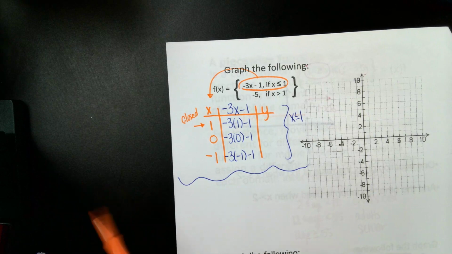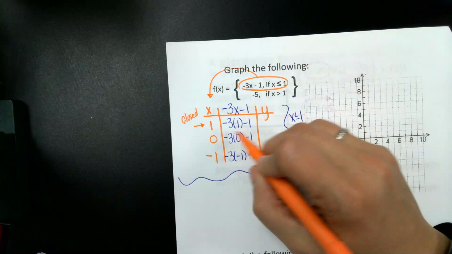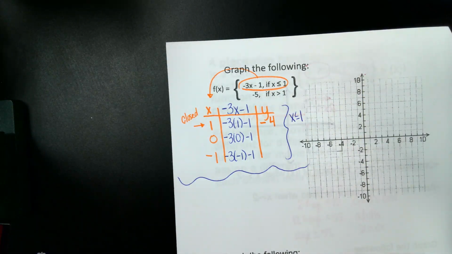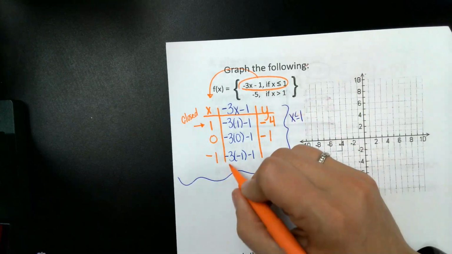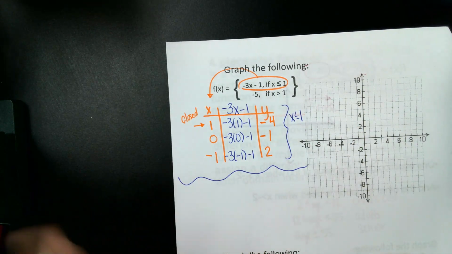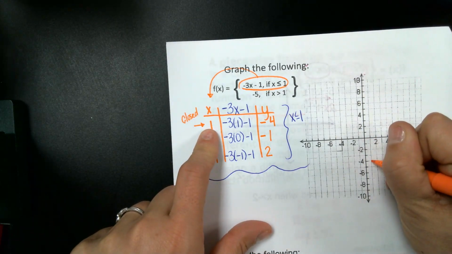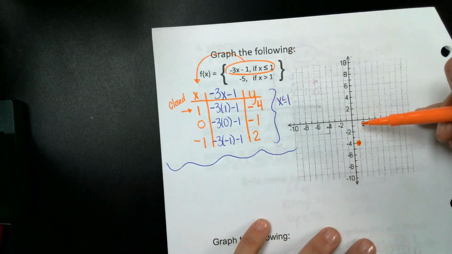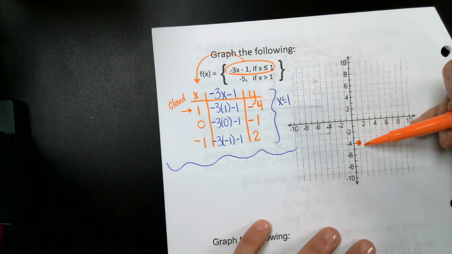So what are my answers? What's -3 times 1 minus 1? -3 minus 1 would be -4. And then -3 times 0 minus 1 is -1, and for -1, we get 2. Okay, so let's go ahead and plot those, get that portion done. At 1, -4, it should be closed. You go to the 1 on the x and then down 4.